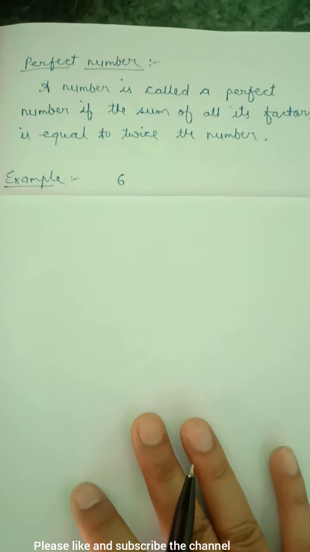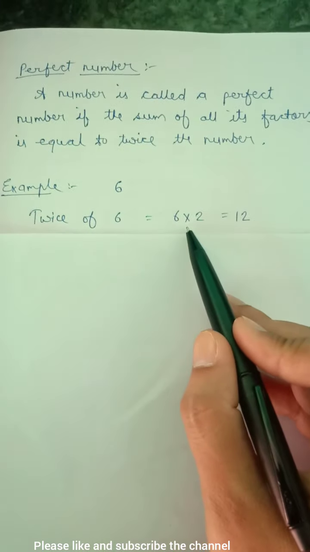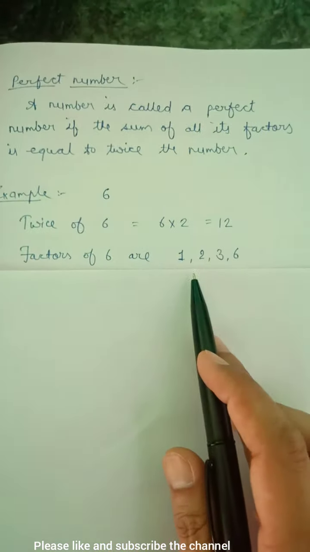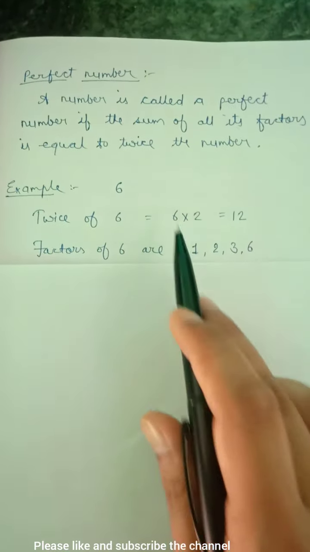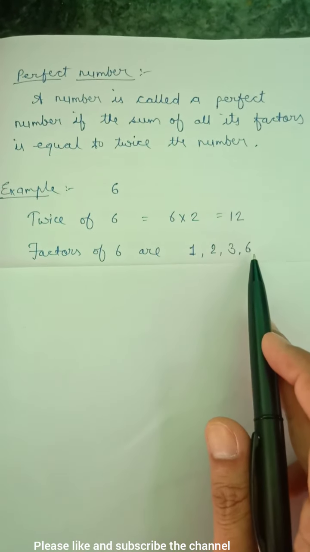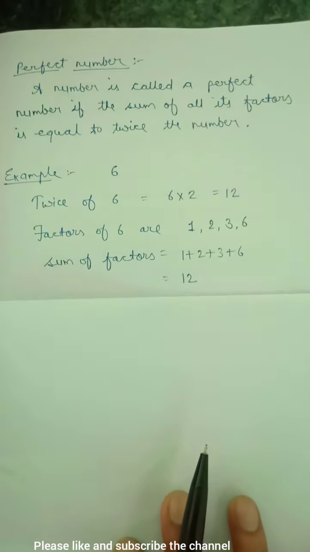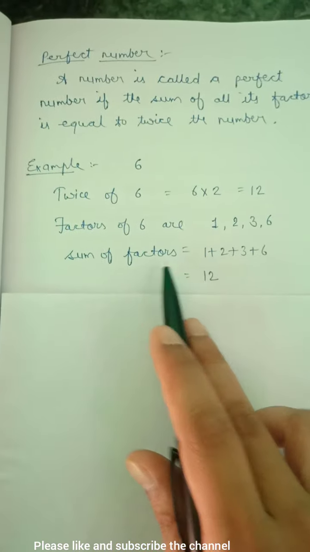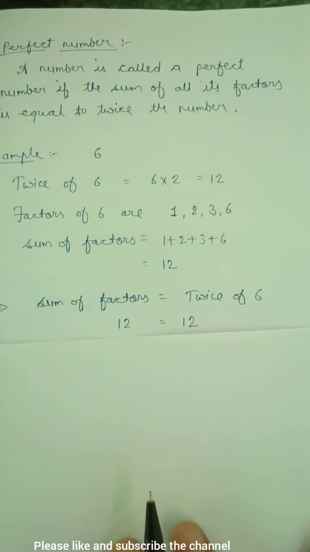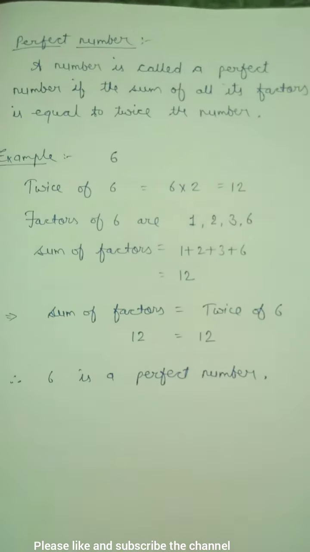For example, we have taken a number 6. First of all, find twice of 6. What is twice of 6? Multiply it by 2, that is 12. Then find the factors of 6. The factors of 6 are 1, 2, 3 and 6, meaning 6 is exactly divisible by 1, 2, 3 and 6. Now find the sum of factors. What is the sum of factors? 12. So now see here, sum of factors is 12. Twice of 6 is 12. Both are equal. Sum of factors is equal to twice of 6, 12 and 12. So we can say 6 is a perfect number.